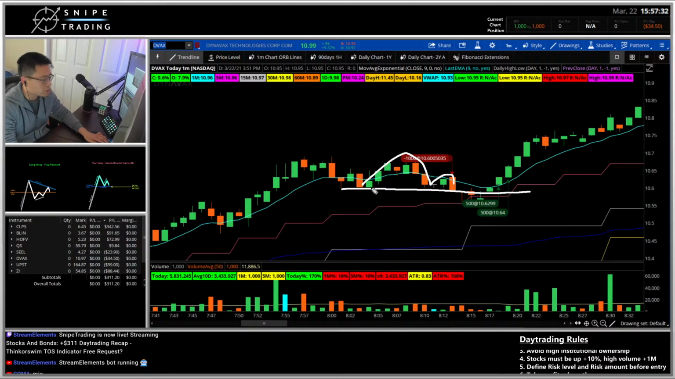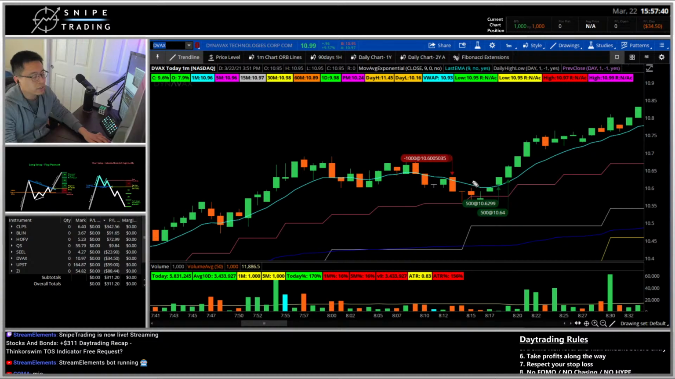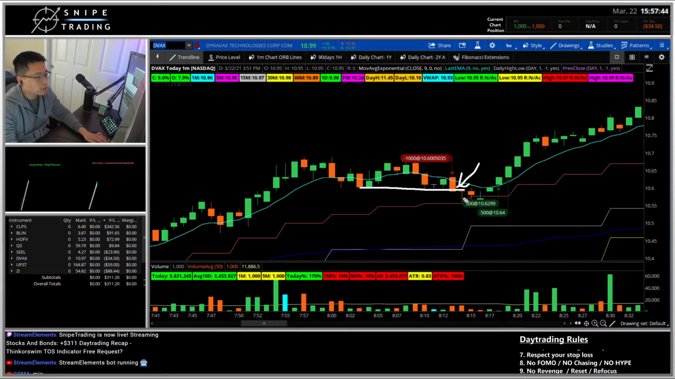The only mistake here was the 5 EMA was really close. So it was really close there. So there's not a lot of meat. It broke.